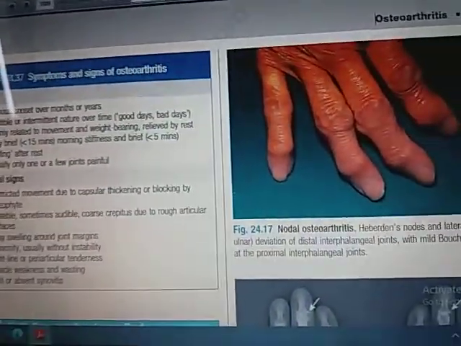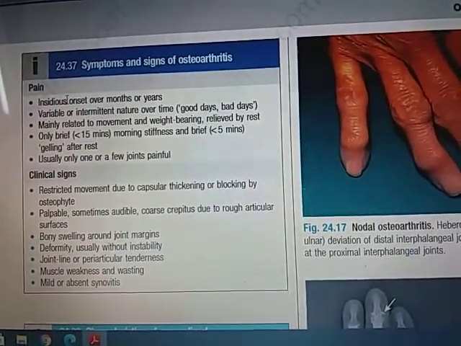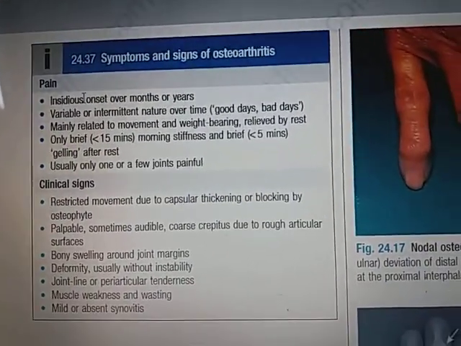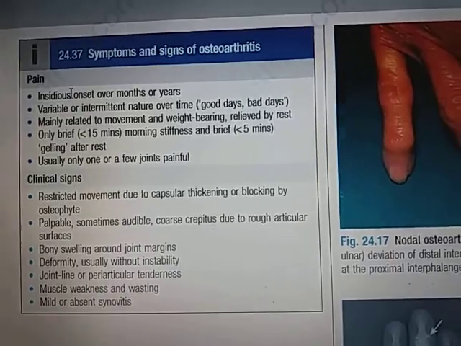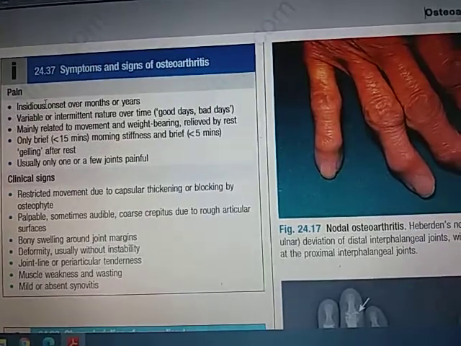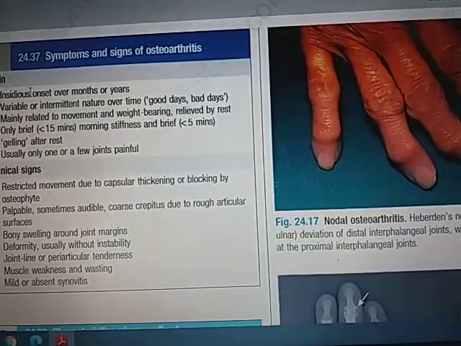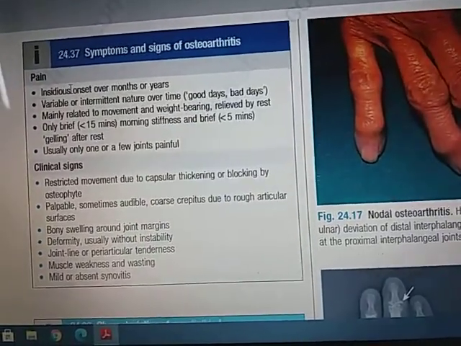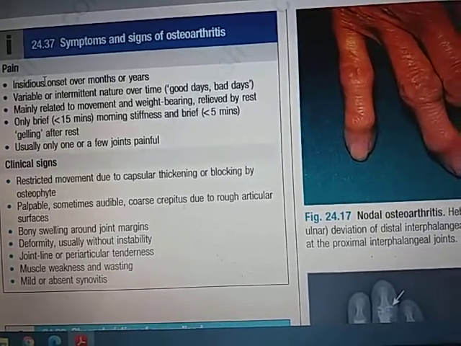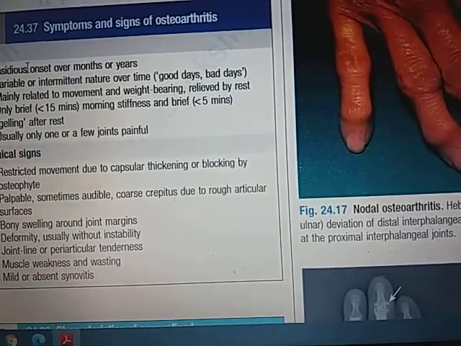Signs and symptoms of osteoarthritis. Pain. Pain is of insidious onset over months or years. It is of the non-inflammatory type of pain. The early morning stiffness is for a few minutes, usually less than 15 minutes. The pain is related to motion and movement. It is relieved or decreased by rest.